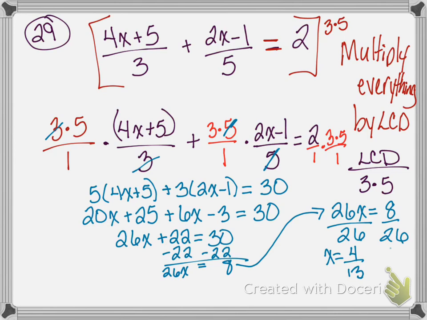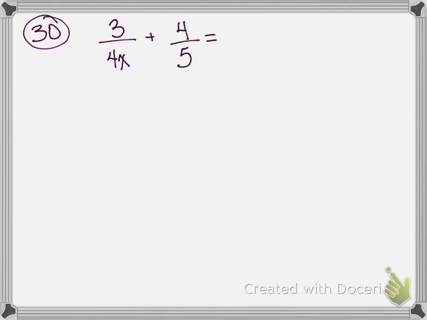Now number 30, or one similar to number 30, is what you're likely to see on your test, because it has variables in the denominator. So we have 3 over 4x plus 4 over 5 equals 9 over 10x.